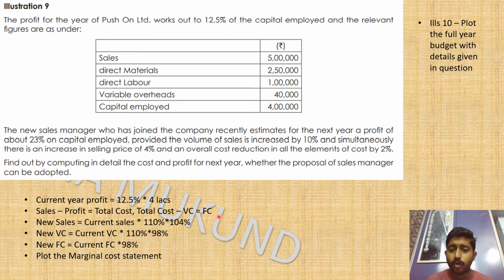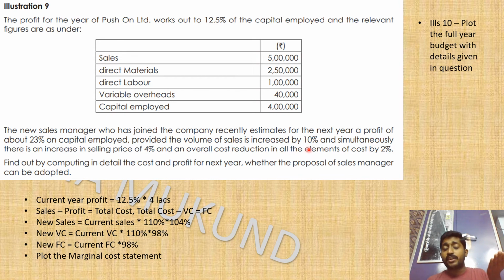Now, because we have to reduce the cost by 2% for the next year, for that we have to find the fixed cost. That's why we have found the fixed cost. Now we have to plot for next year how our marginal cost will look like, how our sales revenue will look like. From the current sales, we are going to increase the selling price by 4%. So 5 lakh of sales is going to increase to 104%.